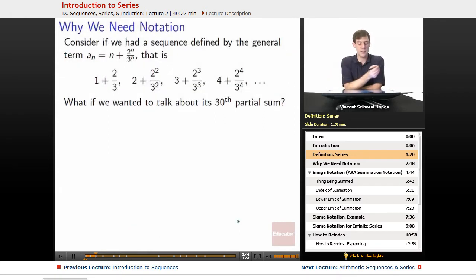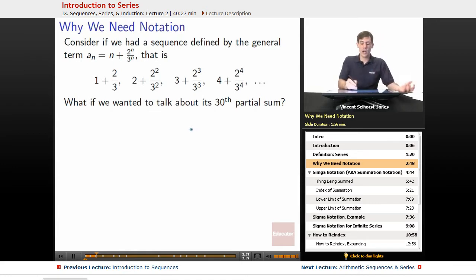Consider if we had a sequence defined by the general term an equals n plus 2 to the n over 3 to the n. That is 1 plus 2 over 3, 2 plus 2 squared over 3 squared, 3 plus 2 cubed over 3 cubed, 4 plus 2 to the fourth over 3 to the fourth. What if we wanted to talk about its 30th partial sum? In talking about its 30th partial sum, we'll see very quickly why we need a special form of notation for series. Writing this stuff out by hand is going to be a real pain.